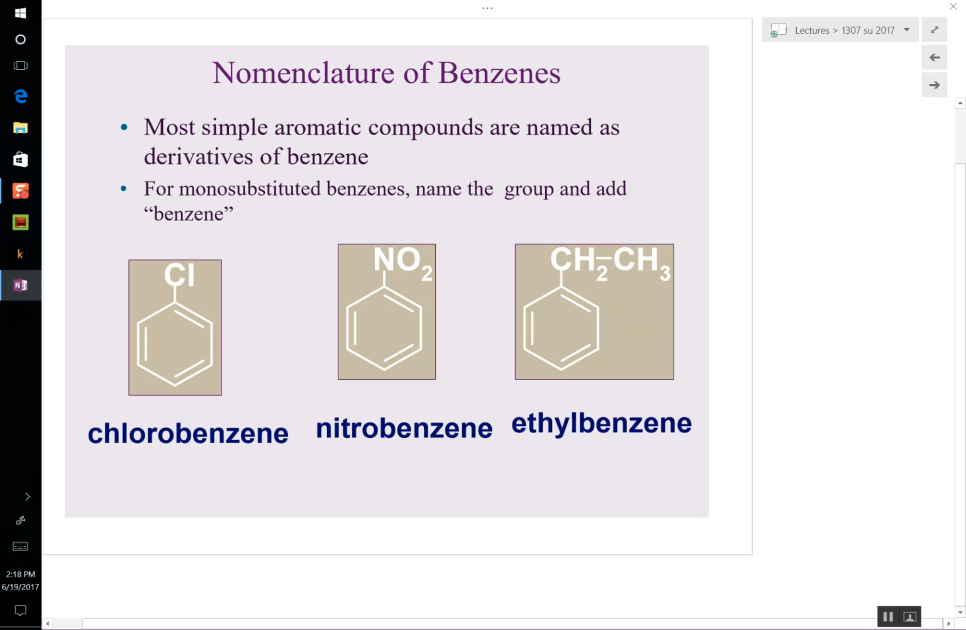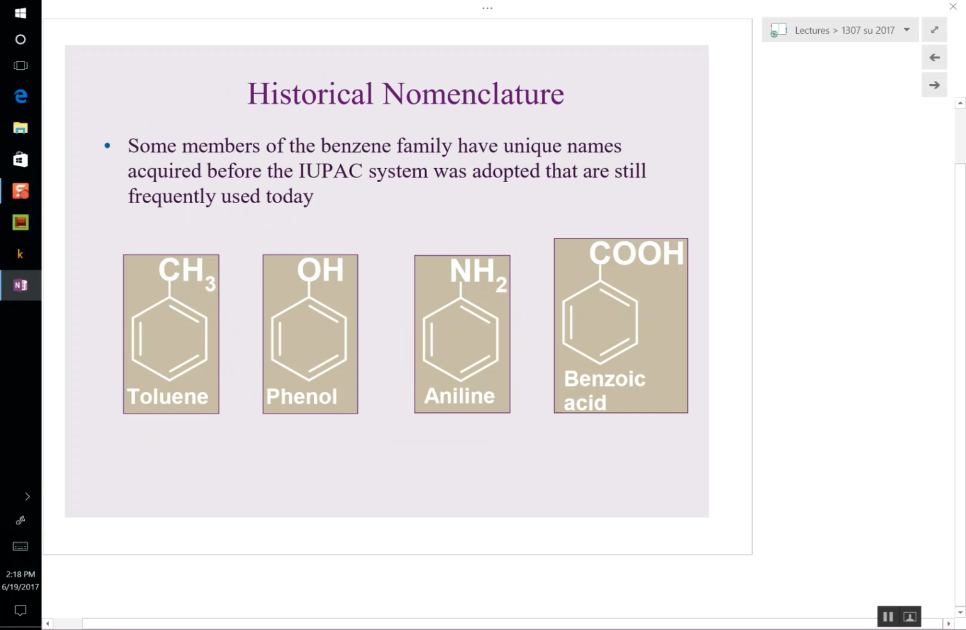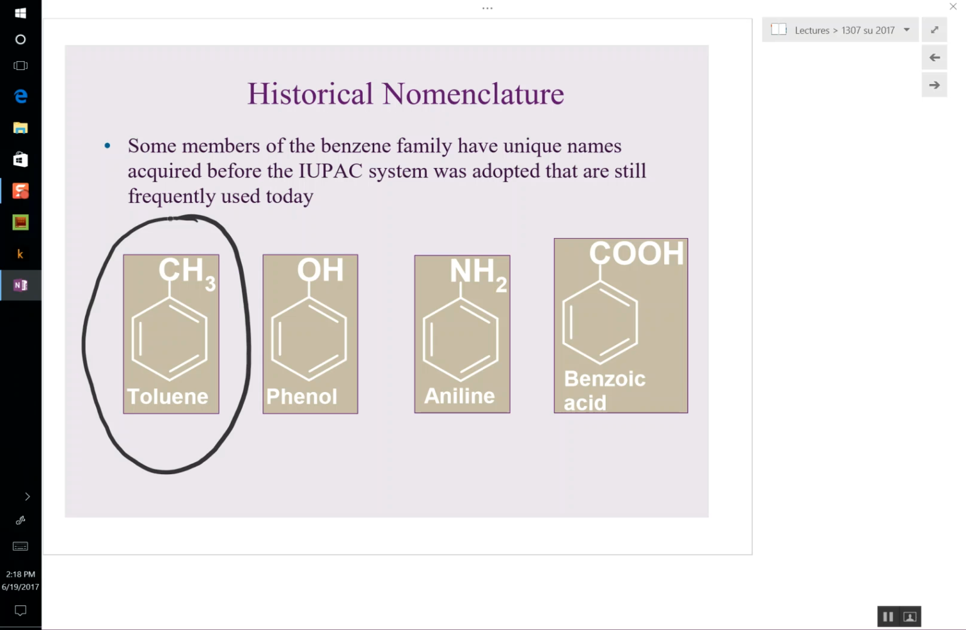Okay, some nomenclature. So benzene, I told you benzene was the major molecule. There's chlorobenzene, nitrobenzene, ethylbenzene. What is the one you need to? Okay, this one you should have a 3x5 card for benzene and a 3x5 card for toluene. Toluene. This is benzene with a methyl group on it.